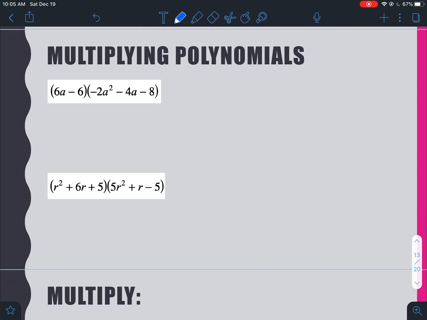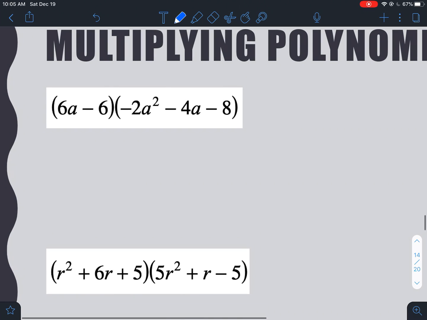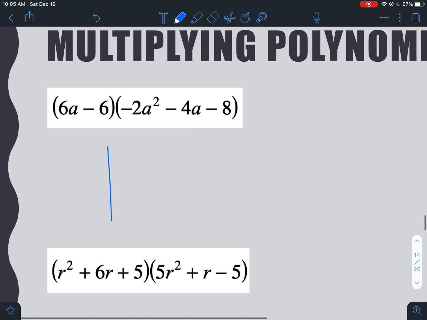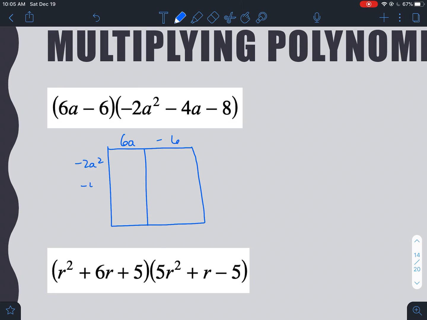Multiplying polynomials. So again, I told you that the box method may take a little bit more time, but you're less likely to miss pieces if you use it, especially when you're multiplying bigger guys. So 6a minus 6 times the quantity negative 2a squared minus 4a minus 8. I'll show you how to use both the box method and the distributive method. So we have 6a minus 6, and then we have 3 terms, negative 2a squared, minus 4a, and minus 8. Notice the box is going to tell us exactly how many terms we need when we're done.